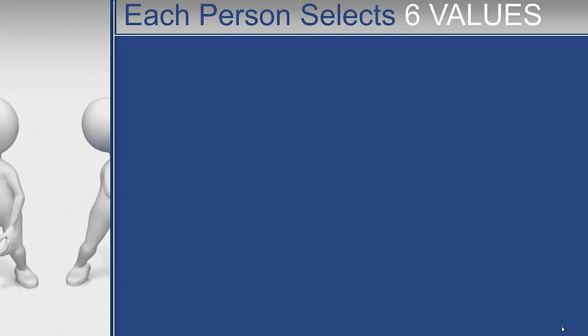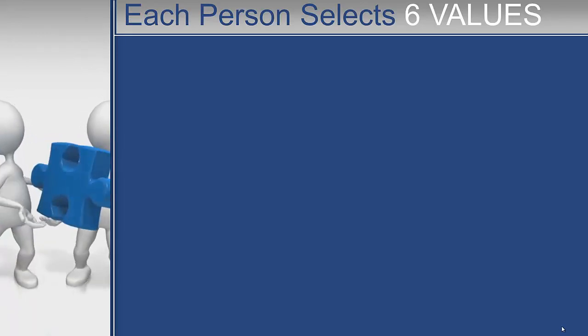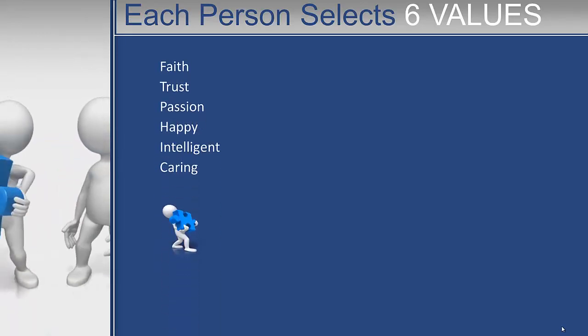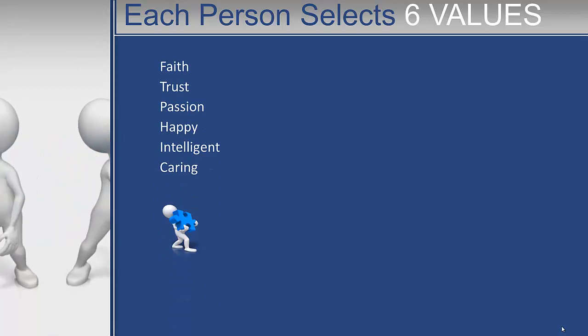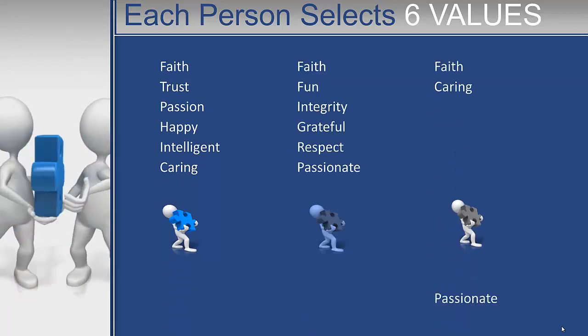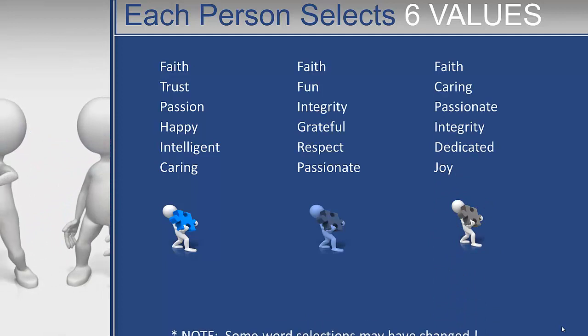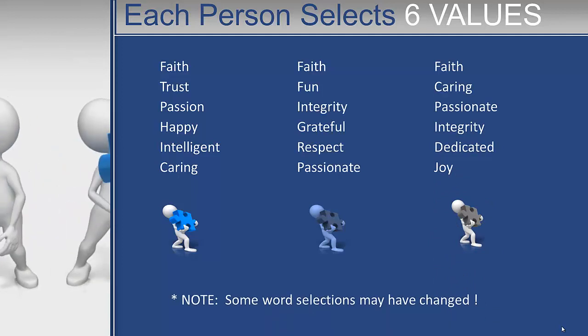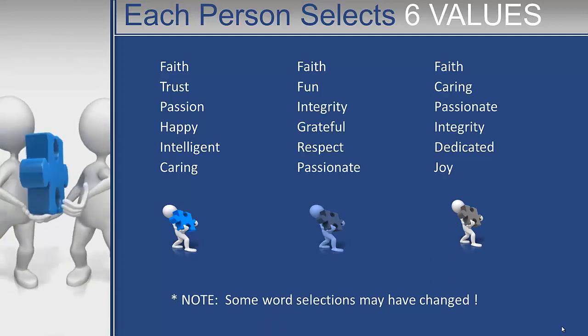In this case, we've given the instructions of telling each person to select 6 values. So you can do this any way you want. You can have 6, you can have a higher number, you can have a lesser number, but 5, 6, 7 is probably a pretty good number to do this.